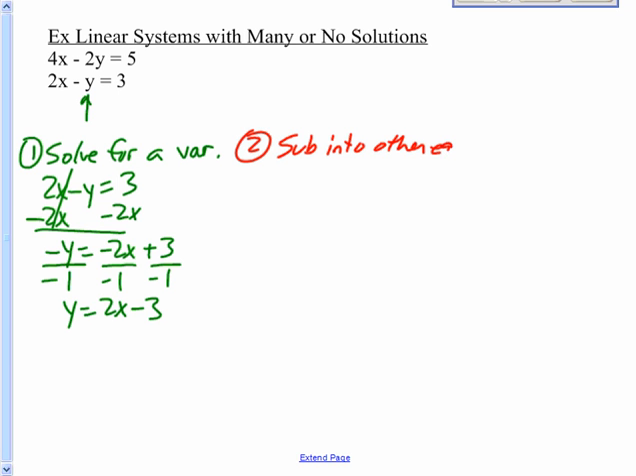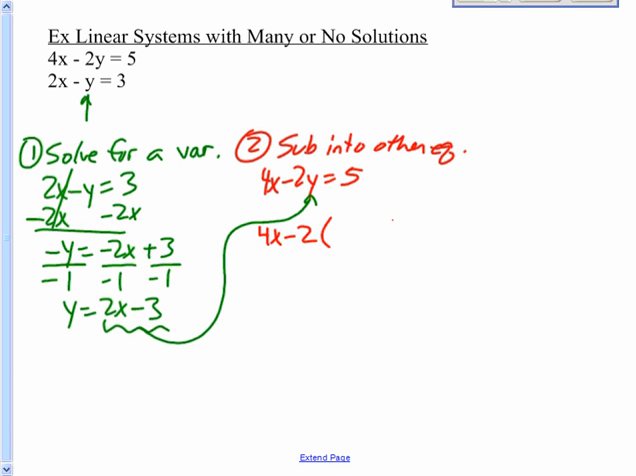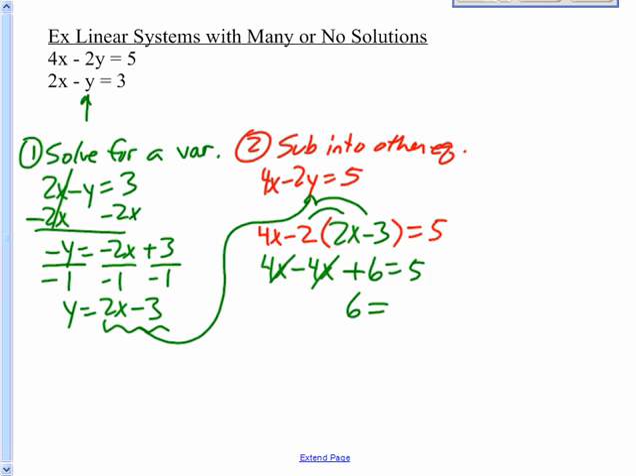So let's take the 4x minus 2y equals 5, and this y value, if you will, 2x minus 3, is going to go in right there. Okay, so 4x minus 2 times that y equals 5, because y is equal to 2x minus 3. Now we go ahead and solve this thing. Notice the x's cancel. Uh-oh. And I'm left with 6 equaling 5.